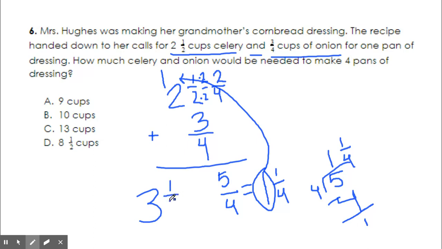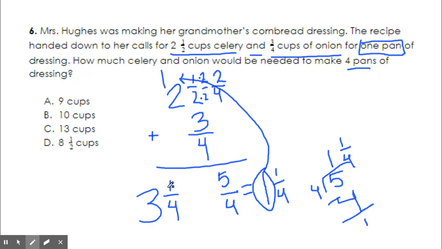Now that's for how much she needs for one pan. This is what makes this question tricky, is because you feel like I've done all that work, I'm surely done, but not quite. There's still one more step. That's how much she needs for one pan. We want to figure out for 4 pans. So there's 2 ways to go about this.